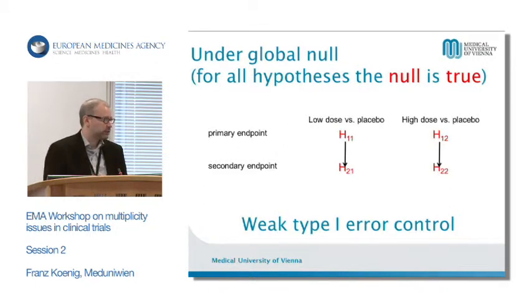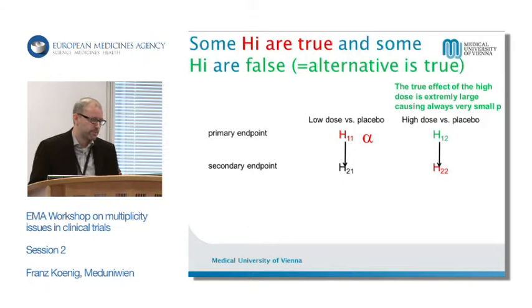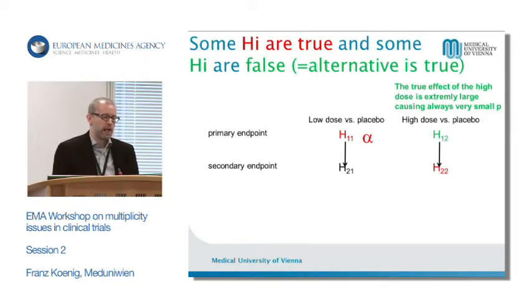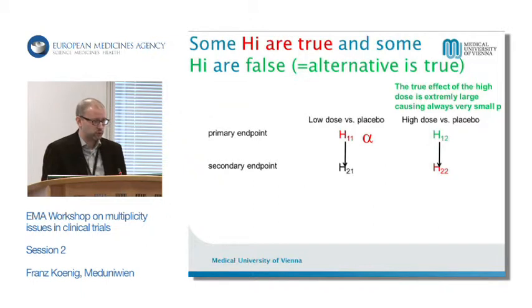However, is it really a situation we have to care about? Because what could be the case? Next slide, please. Some null hypotheses can be true, and some null hypotheses can be false, which means, luckily for the company, hopefully the alternative is true, which means we have a drug which does something. So for the moment, let's assume that the true effect of the high dose is extremely large, which means we will always get a very small p-value.